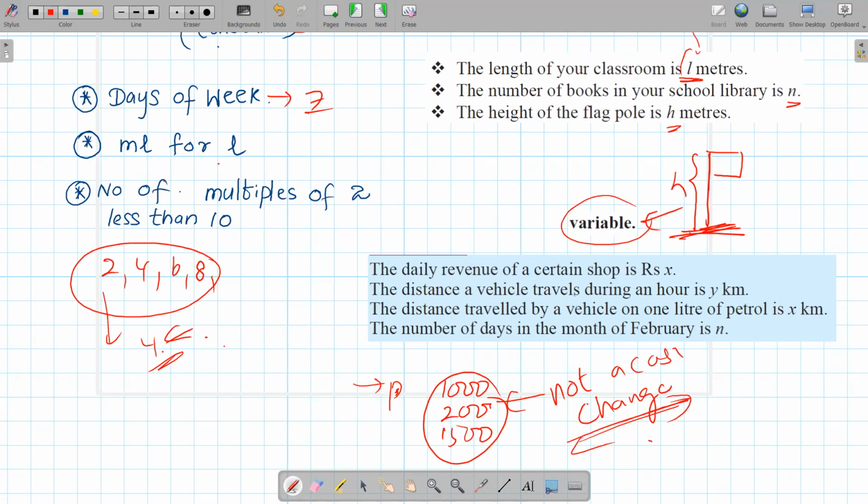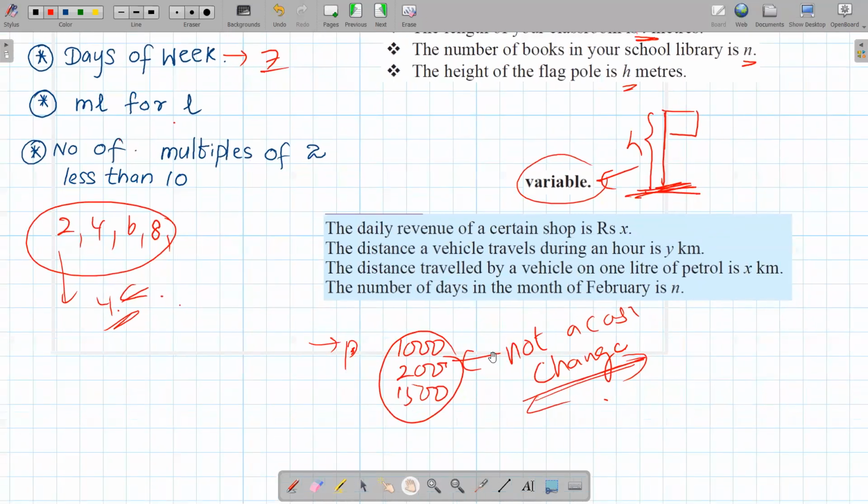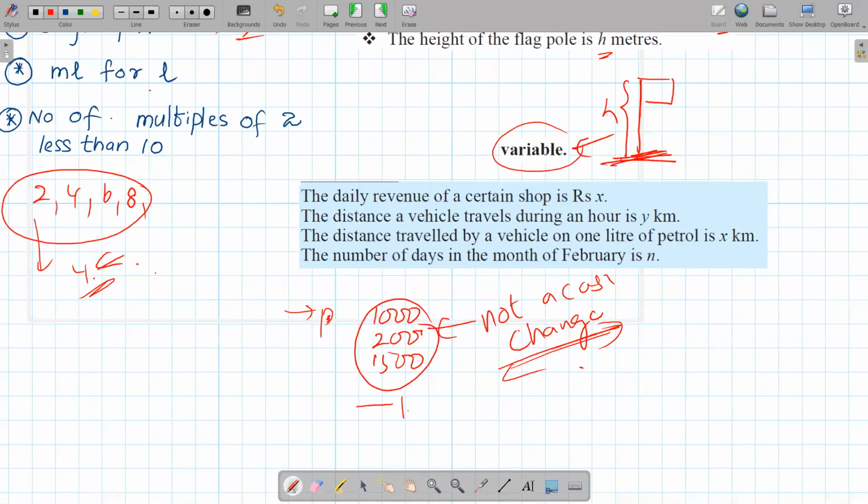The distance a vehicle travels during an hour is y kilometers. First hour it will be 10 kilometers. Second hour it will be 3 kilometers. Third hour it will rest, not change position, not traveling. So hourly, y kilometers. This is why I'm telling you it is a variable, it's changed. The value is changed according to the time.